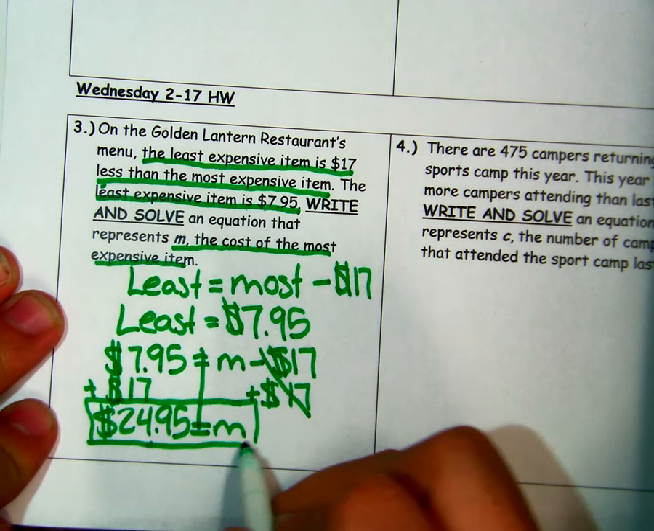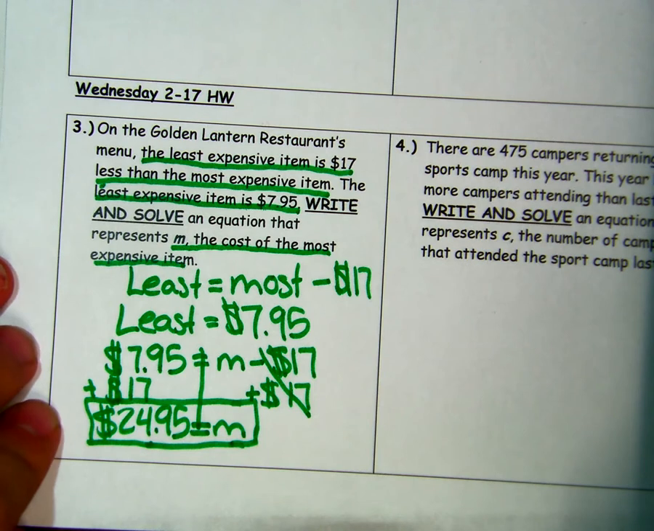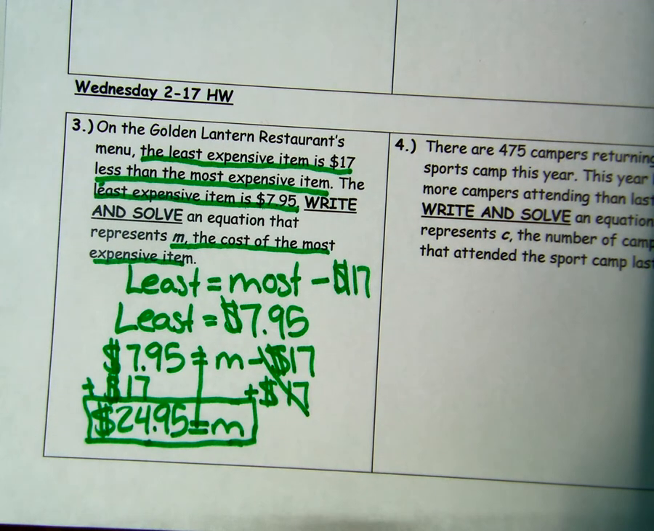Now, number 4 will be very similar to number 3, where you're either going to have addition or subtraction inside your equation. So whichever one you have inside your equation, make sure you always do the opposite. So go ahead and try number 4 on your own.